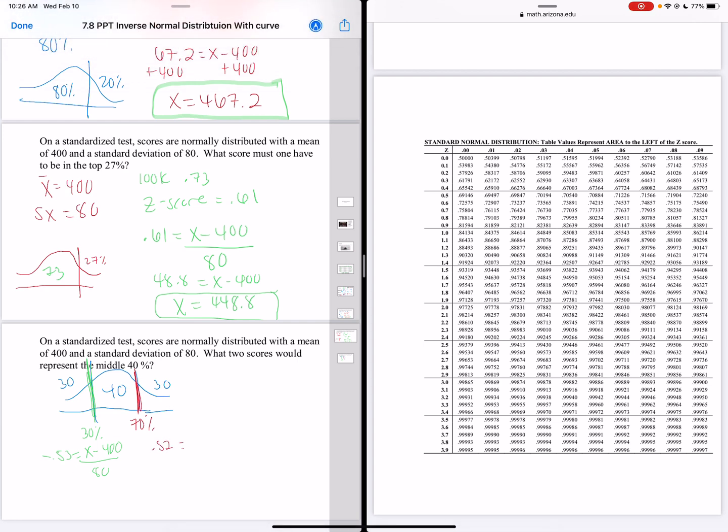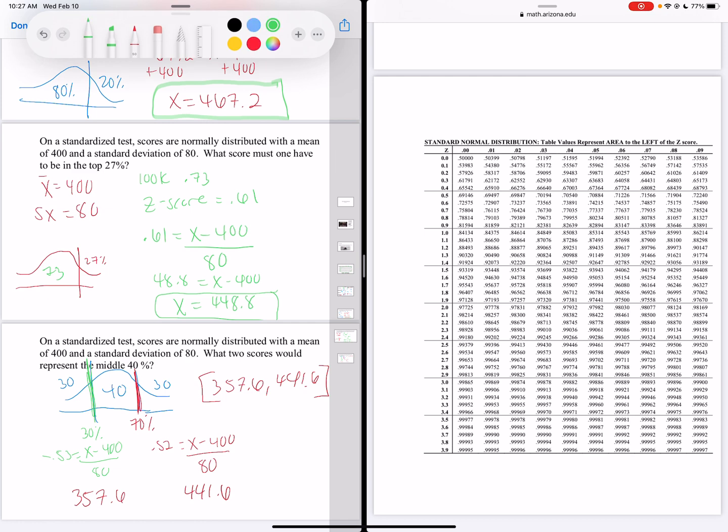X minus the mean over the standard deviation, and then just working backwards to solve those values. So negative 0.53 times 80 plus 400 gives me the value of 357.6. And 0.52 times 80 plus 400 gives me 441.6. So what two scores would it represent? The middle 40%, that'd be 357.6, 441.6. So don't forget to add those percentage values when you're trying to find that red line, because we have to account for all of the percent that's to the left of it.